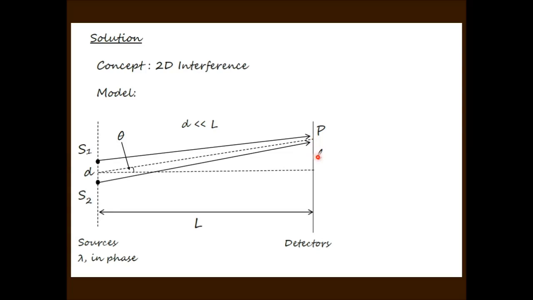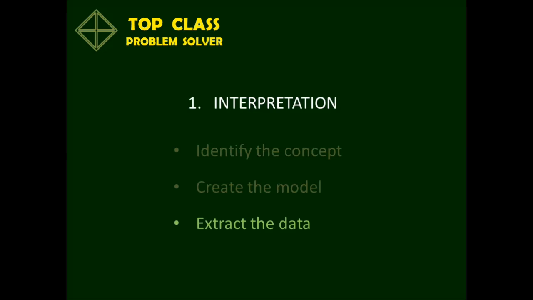The linear position of P we denote by the parameter lowercase l, and the angular position shown here is denoted by the parameter theta. Finally, we draw the ray from S1 to P and S2 to P because it is the difference between the lengths of these rays that will determine the type of interference we have at the point P. The third step of the interpretation is to extract the data carefully from the problem.